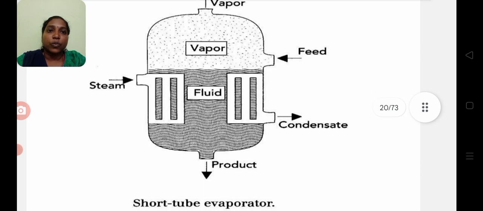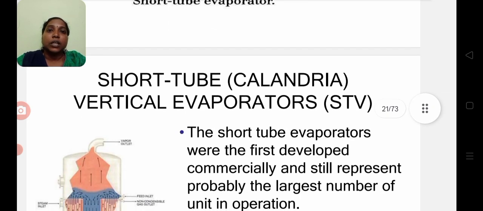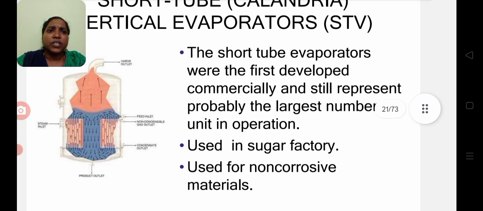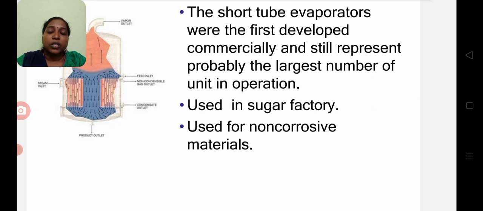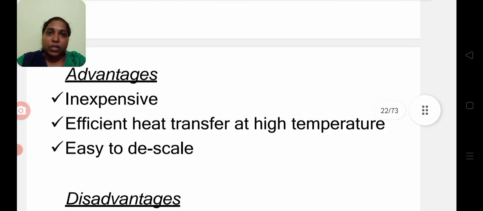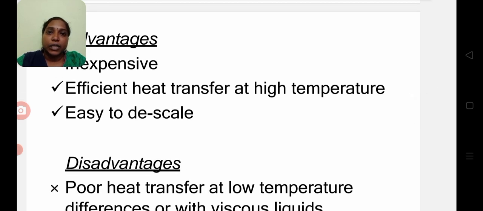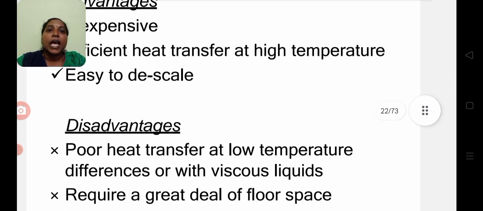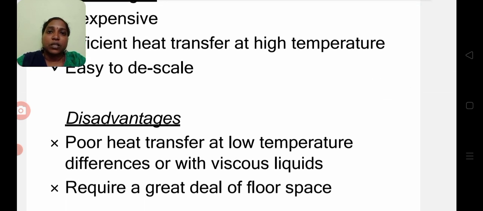It is only the short one, and the heat transfer occurs very quickly. It was the first developed one, and it is commercially used in the largest number of unit operations. This type of evaporator is used mainly in the sugar industry, and also used for non-corrosive material. The main advantages of this evaporator are that it is inexpensive, has efficient high heat transfer at high temperature, and if scaling occurs inside the equipment, it is easily removed.